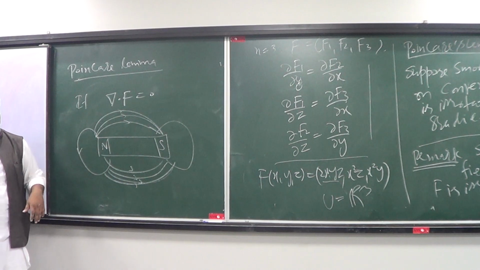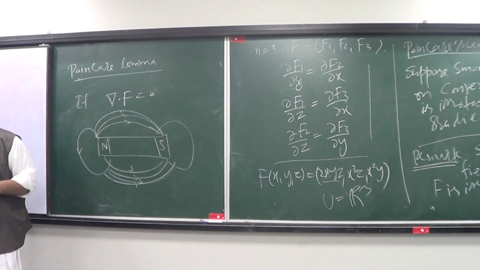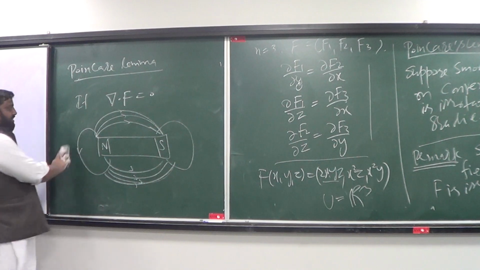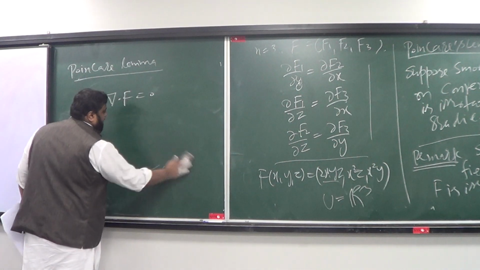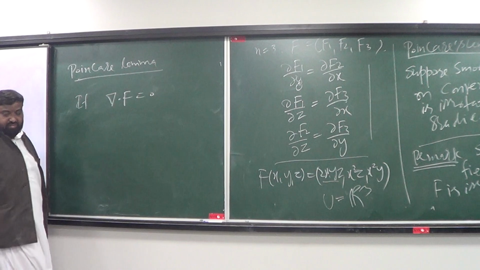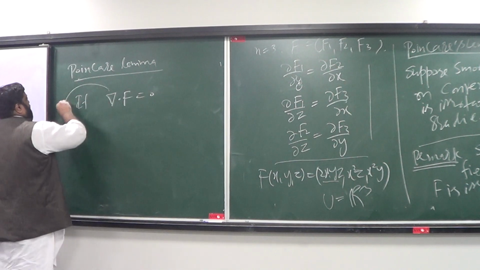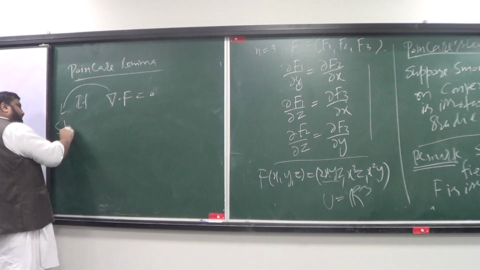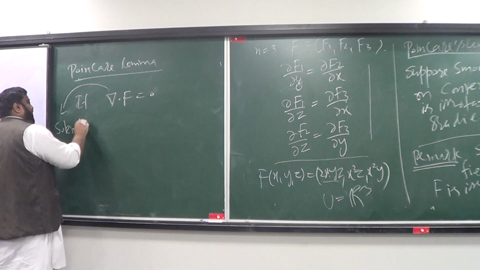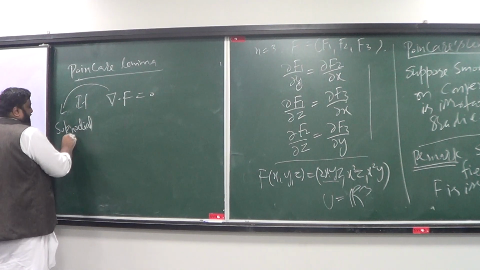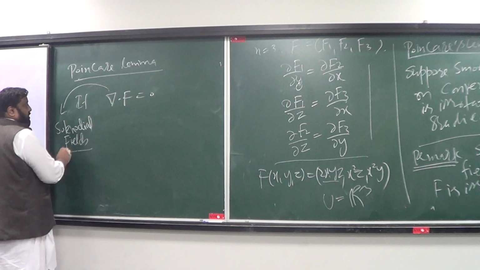Okay. So what are we talking about? We are talking about the divergence free field. There is a specific name for such fields. These are called solenoidal fields, I think, yes, solenoidal fields. I could be wrong on the spelling, but yes.